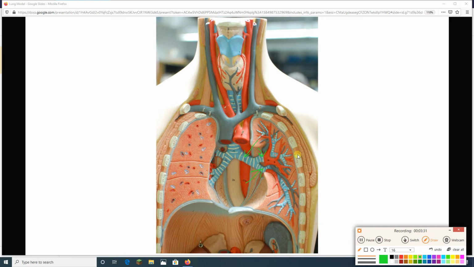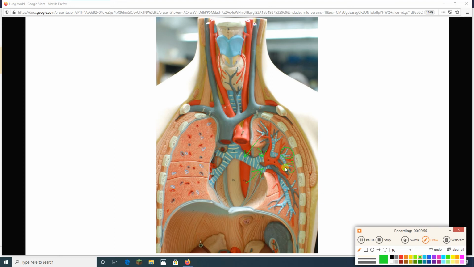Then, the lobar bronchi split to give us segmental bronchi. And then those segmental bronchi, they're going to split even more and more and more to give us smaller and smaller bronchi. The purpose of all this splitting is to create more surface area, eventually for gas exchange.